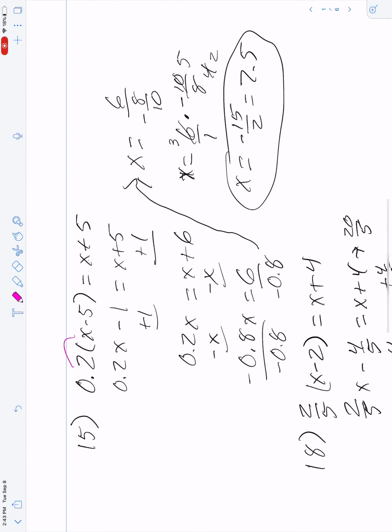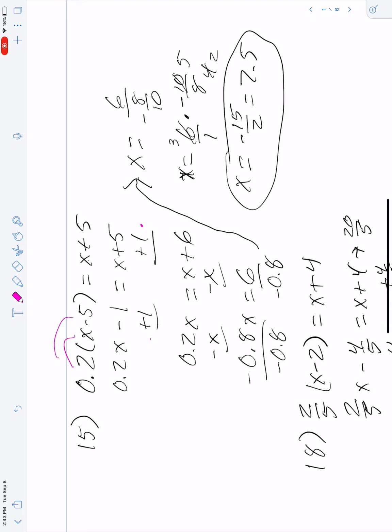Number 15, start out with a little bit of distribution, so 0.2x minus 1. Start by adding my 1 to both sides. 5 plus 1 gets me 6. Subtract x, so I know my 0.2 minus 1 is going to get me negative 0.8x. Divide by my negative 0.8.